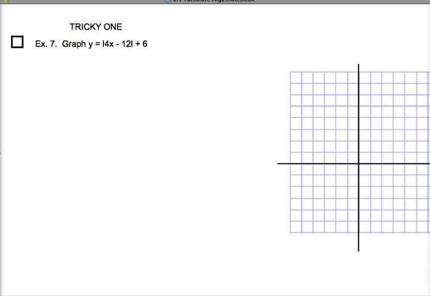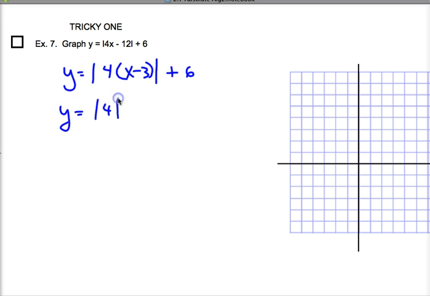Okay, this one's tricky because you might think that I need to go 12 right, but you'd be wrong because it's not an x in there, it's a 4x. So something like this, you want to basically factor the 4 out. Think of this, you're going to do the absolute value of 4 times x minus 3. So I took 4x minus 12 and changed it to 4 times the quantity x minus 3. That is the same as the absolute value of 4 times the absolute value of x minus 3 plus 6. And we all know the absolute value of 4 is 4.